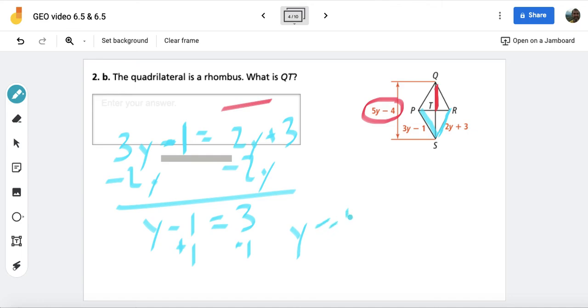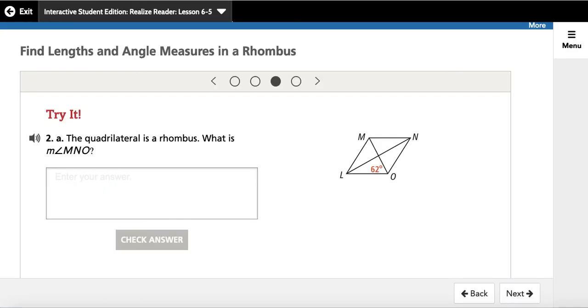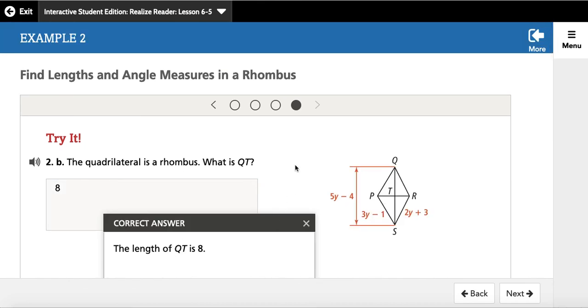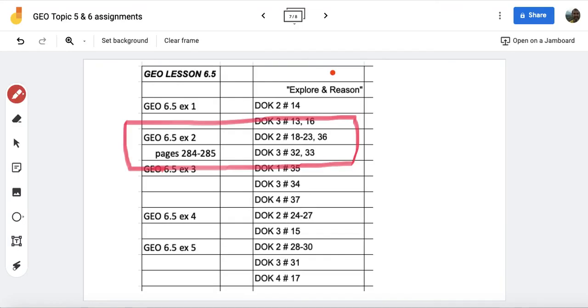And now that you know y is 4, you can plug that in to this. 5 times 4 is 20. 20 minus 4 is 16. So I think QS is 16. Oh, they wanted us to find QT. Good thing I put it in a different color. So since the whole length is 16, I cut that in half. 8. QT is 8. Yep.